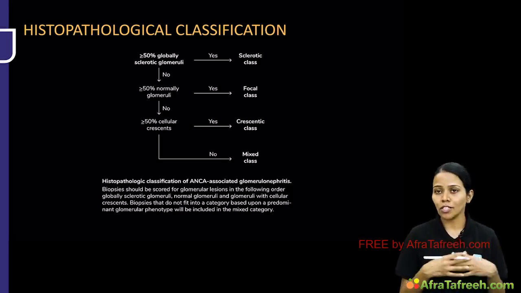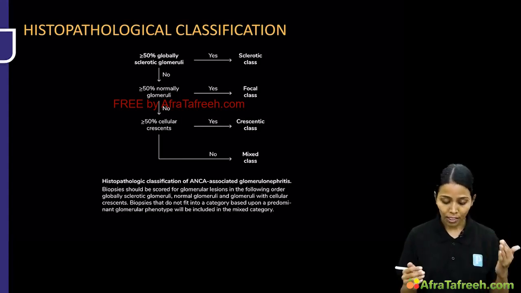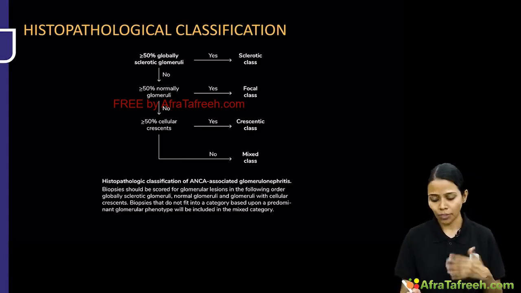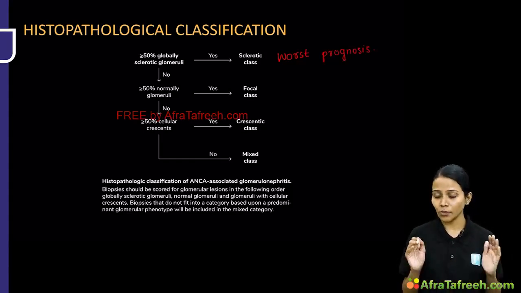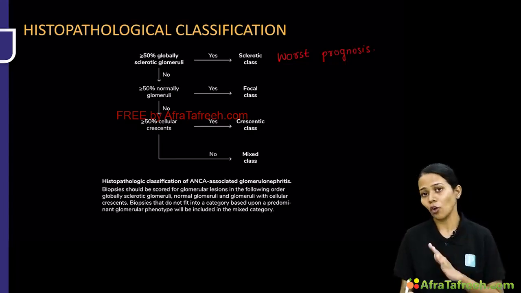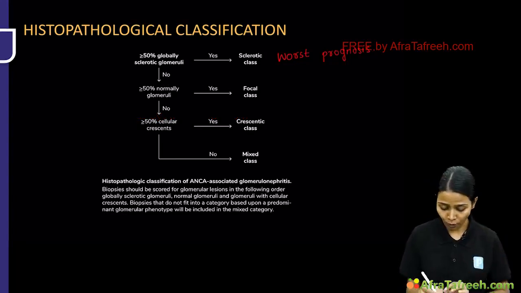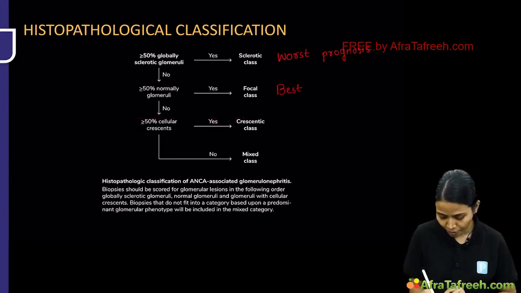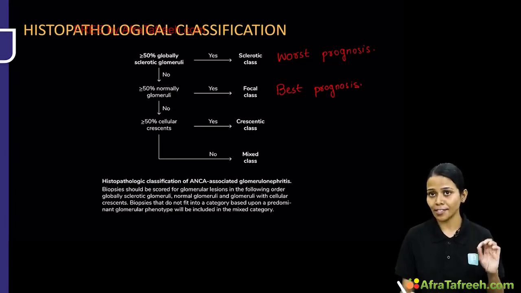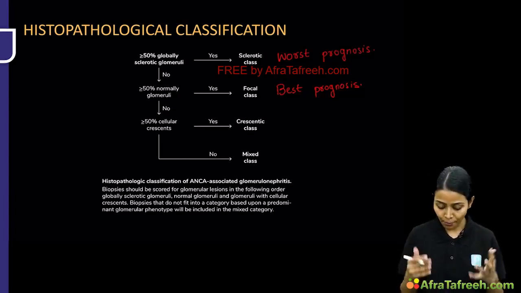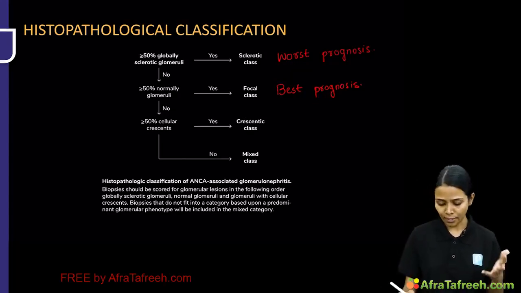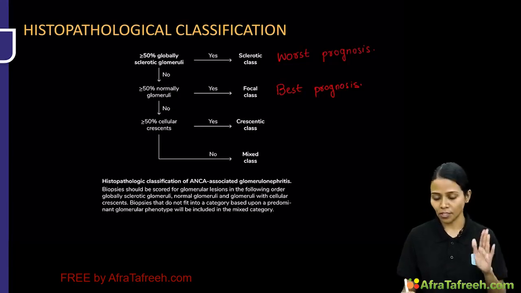vasculitis 1. So based on the histopathology, this will be classified into 4 classes, okay? If more than 50% of glomeruli are globally sclerotic, then it becomes sclerotic class, okay? This has worst prognosis, okay? Sclerotic class has worst prognosis. Then if more than 50% of glomeruli are normal, that is only a few glomeruli have focal involvement, then it is called as focal class, which is best prognosis, okay? Then if 50% of glomeruli have crescents, it's called crescentic class. This class has somewhere intermediate prognosis, and then comes mixed class, okay? So if you consider, mixed class has worse prognosis than crescentic class, but remember the best prognosis is focal and the worst prognosis is sclerotic.